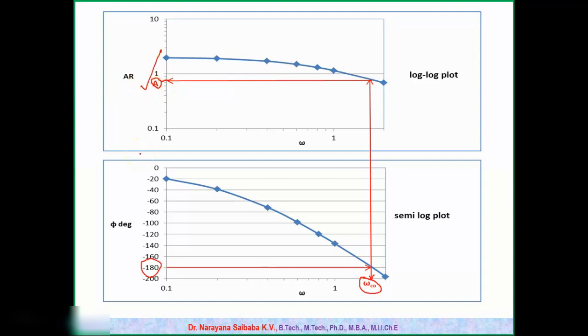In this way, we have to use the Bode stability criteria. The important steps are: first we draw the Bode diagram, from the Bode diagram we find the crossover frequency, and at the crossover frequency we calculate the corresponding AR value. Then we check whether this AR value is greater than 1 or less than 1. If it is less than 1, our system is stable. If it is greater than 1, our system is unstable. This is how you can judge the stability of a given system by using Bode stability criteria.